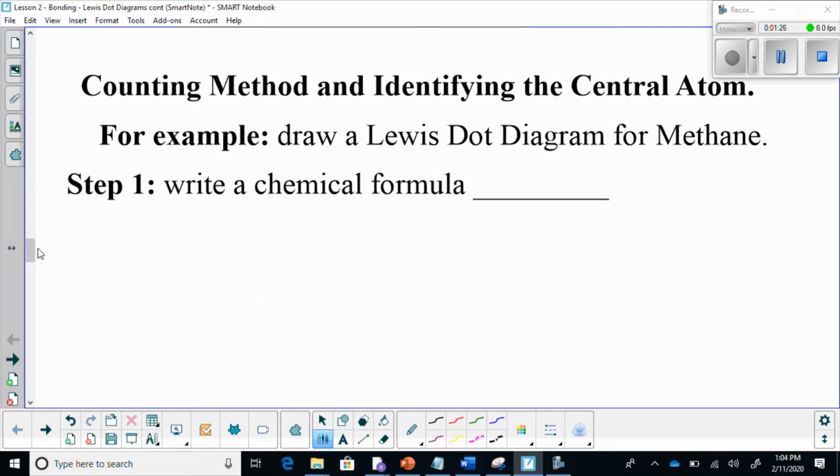The method that we will be using to create Lewis dot diagrams for molecules is a counting method. Okay, so this is how to draw a molecular compound. The first thing that we're going to do is write a chemical formula. In this example, it says draw a Lewis dot diagram for methane. The chemical formula for methane is CH4.